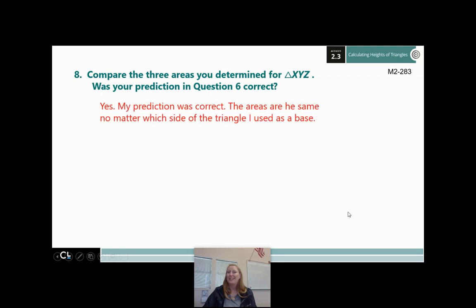Our prediction was correct. The areas are the same, no matter which side of the triangle I use as the base, right? I lost a T. The areas are the same. No matter which side of the triangle we use, it doesn't matter. And so you may have noticed some of these were a little easier than others, so choose wisely.